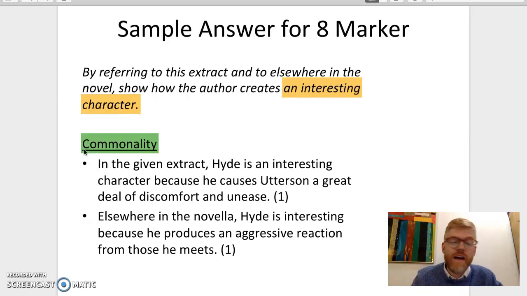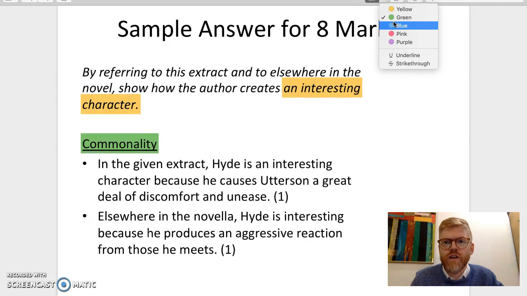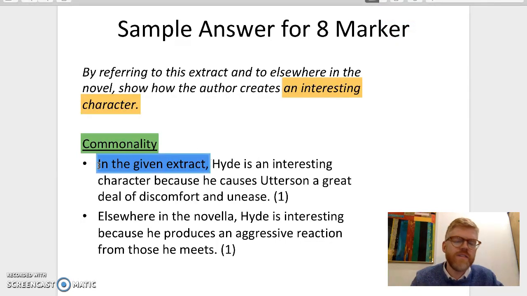So I always ask people to write down first of all commonality as a heading, and remember in the commonality points what we're looking for really is where is the interesting character in the given extract, and then where is this interesting character developed in the rest of the novella. These 2 bullet points really answer these 2 questions. So in the given extract, remember beginning your commonality points with these phrases, in the given extract and elsewhere in the novella. It just keeps you focused on what you're supposed to do.